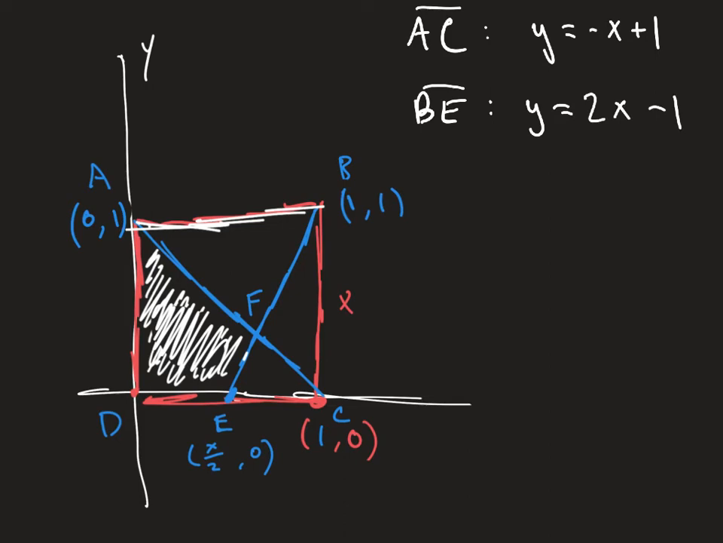So quickly to go over that, what we need to do is find the slope first. That would be the y-coordinates subtracted. So for B, the y-coordinate is 1 minus the y-coordinate of E, which is 0, divided by the x-coordinate of B, 1, minus the x-coordinate of E, which is 1/2. If we do this, we get 1 over 1/2, which equals 2. So that's why the slope of the line BE equals 2.